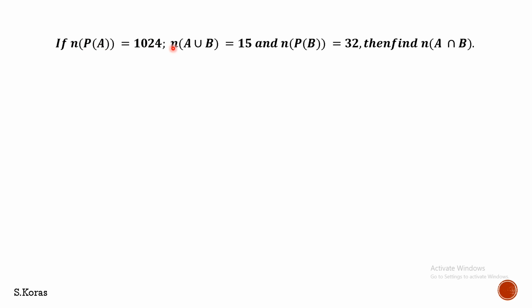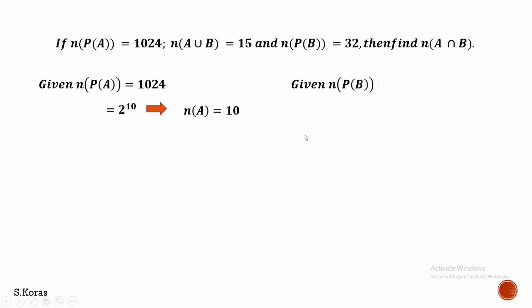Let us take the first clue. It is given n of P of A is equal to 1024. So this 1024 can be written as 2 to the power 10. This is in the form 2 power n. So this power 10 is nothing but the number of elements in the set A. So we can find n of A. It gives us n of A is equal to 10. So from the first clue, we got the number of elements in the set A. Similarly, let us use the second clue, that is n of P of B is equal to 32.